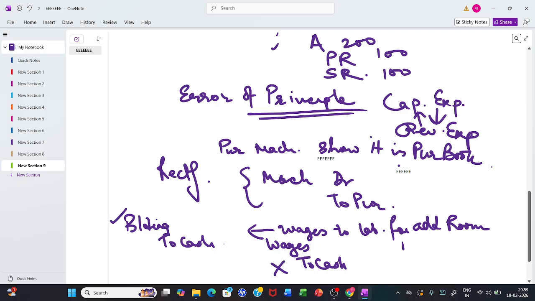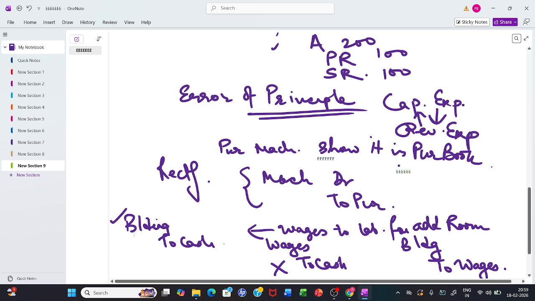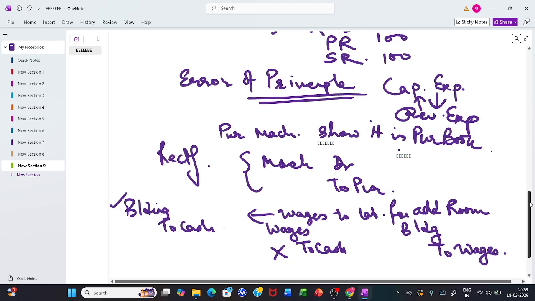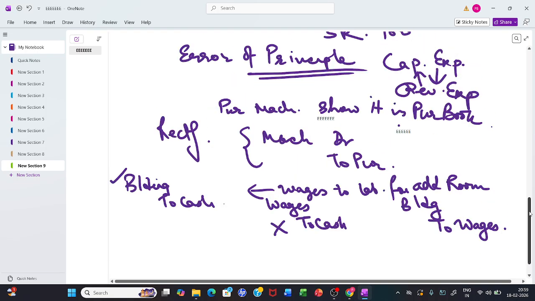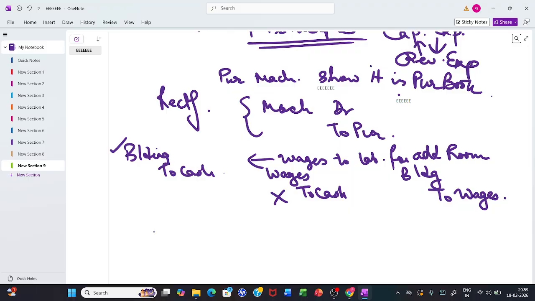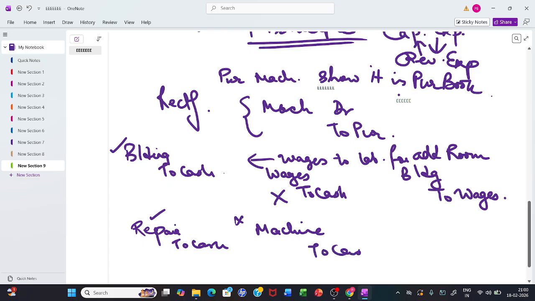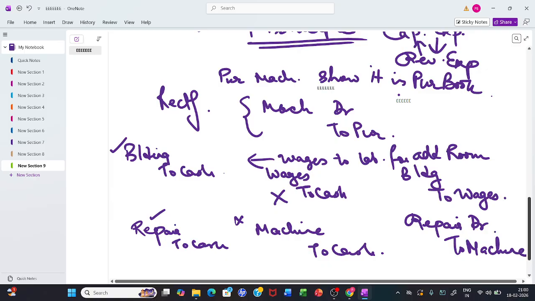Now how do I rectify? Debit what should be debited: building. And credit what was wrongly debited: wages. This would be my rectifying entry. So this is a capital expenditure treated like revenue. On the other hand, when I pay for repair of machine, the entry should be repairs to cash, and by mistake I have written machine to cash. So how do I rectify? Debit repairs, which should be debited, and credit machine, which was wrongly debited.